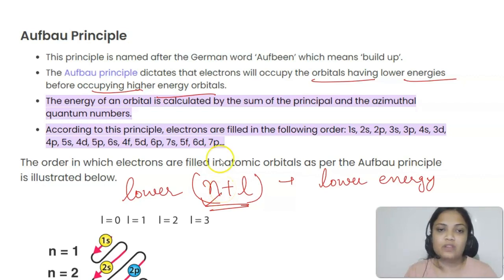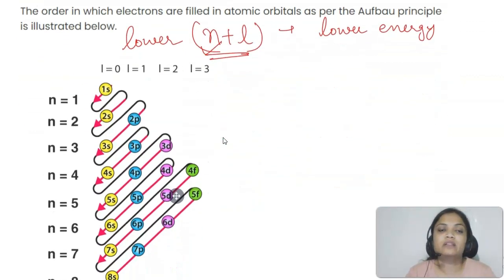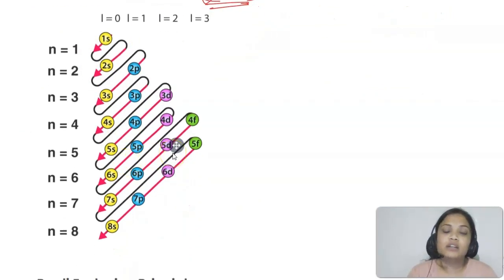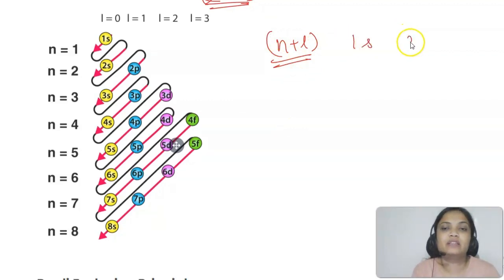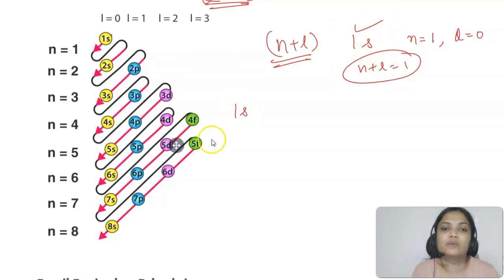In that order we will be doing it. Okay, so this is how the orbitals are filled. Now we have 1s, 2s, 3s. Okay, so this chart you can draw. Even if you don't remember this chart, you just remember this n plus l rule. Like for 1s, the value of n is 1 and the value of l is 0. So n plus l becomes 1. So this 1s orbital has the lowest energy.